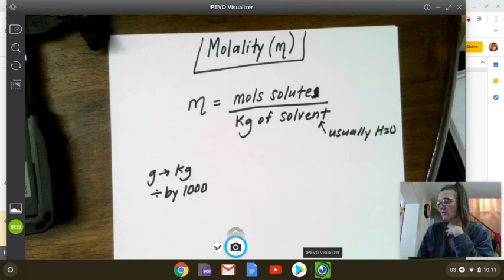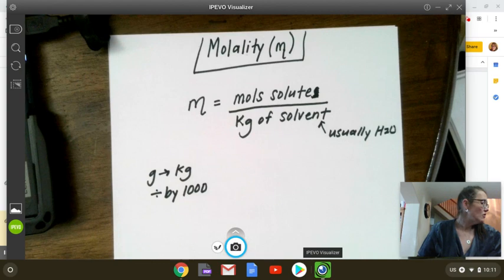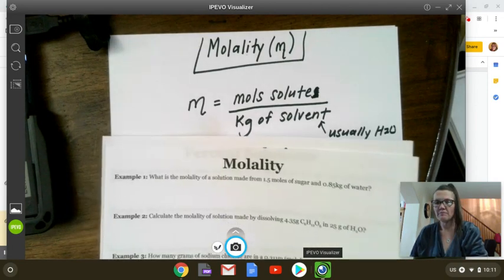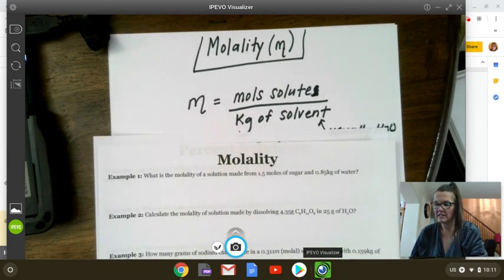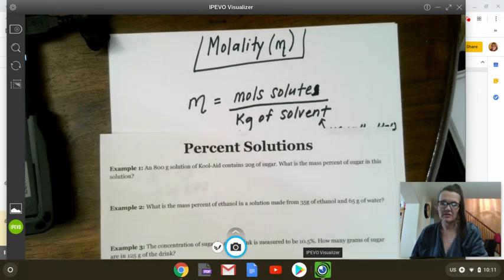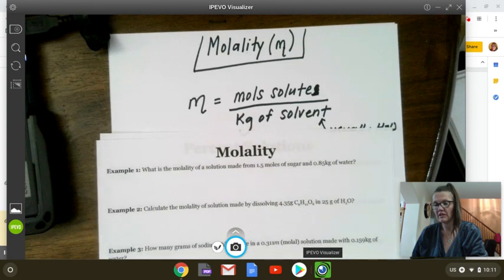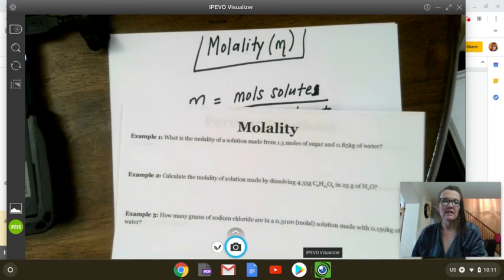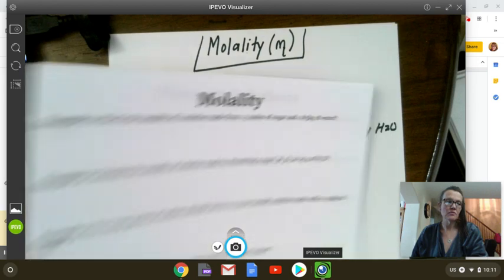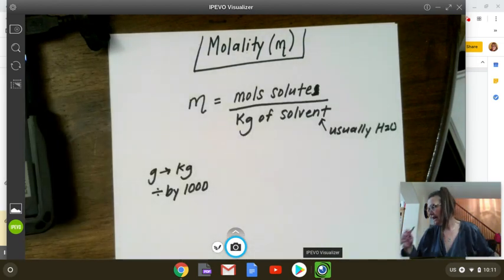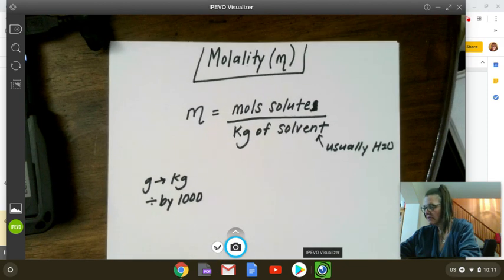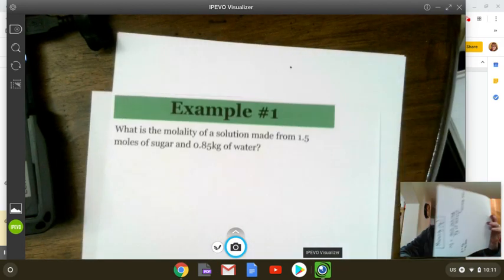So let's go ahead and get out some example problems. So you have access to a paper that has 2 pages to it. The first page is the molality practice problems, and then the second page is the percent solution practice problems. So get out the molality practice problems, or get them in front of you so that we can go over the examples. Okay, and we're going to start with example number 1.